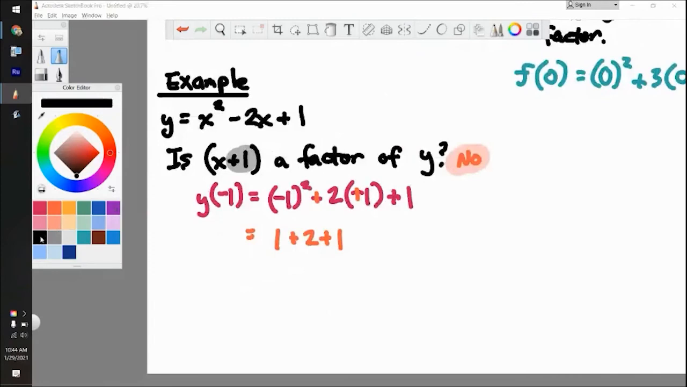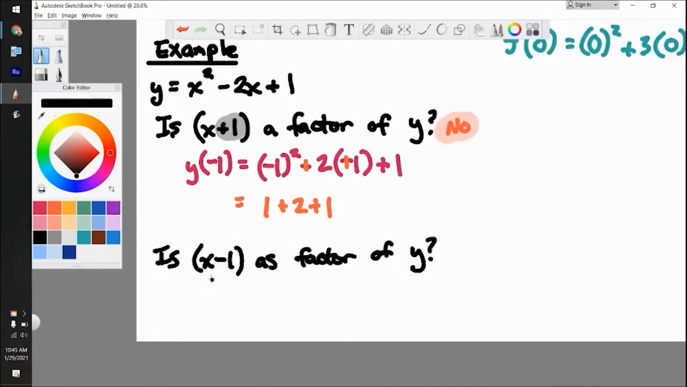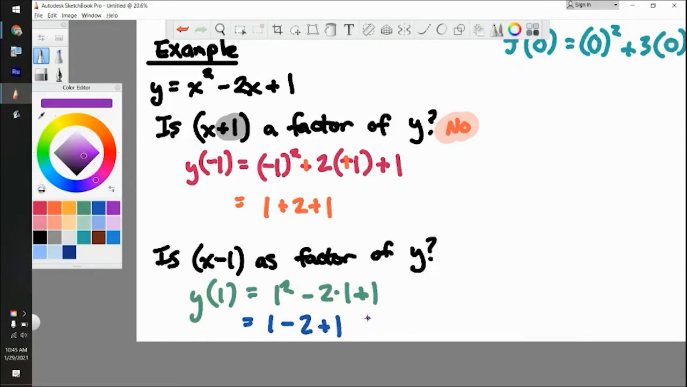So on the same question, I'm going to ask you this. What about, is x minus 1 a factor? Okay. What value am I plugging in this time to y? 1. Thank you. So now it's going to be 1 squared minus 2 times 1 plus 1. And that's going to get you 1 minus 2 plus 1, which is equal to, I'm going to do this first part right here, negative 1 plus 1. Well, that's equal to 0. So your answer for this one would be yes. Thank you. There we go.